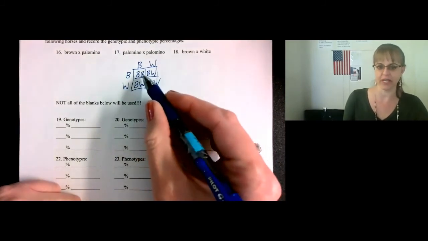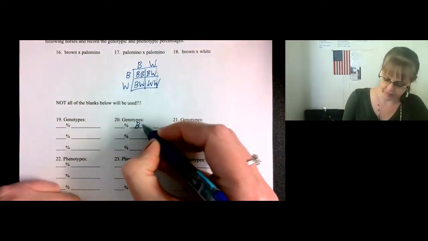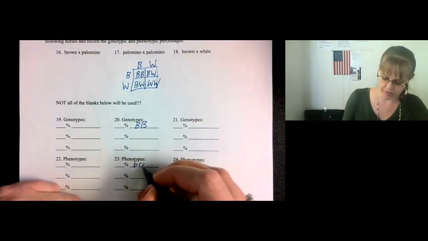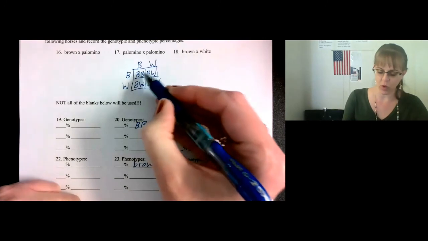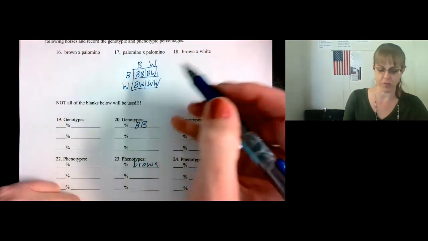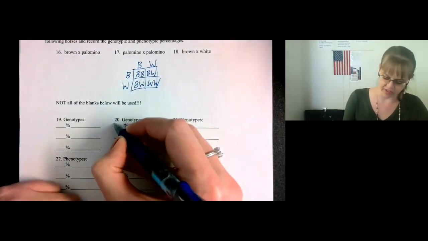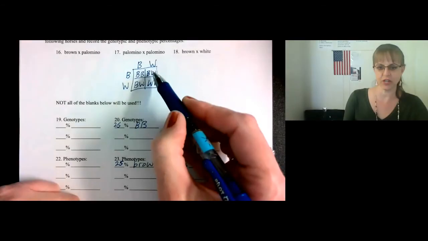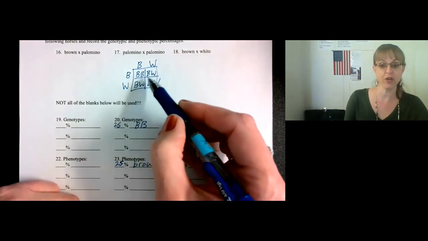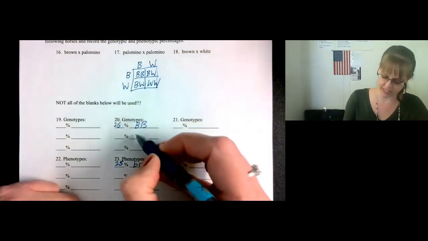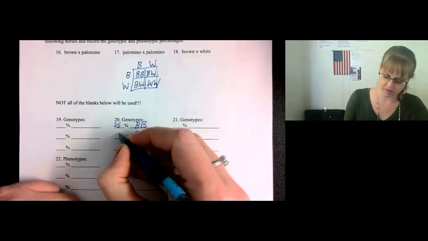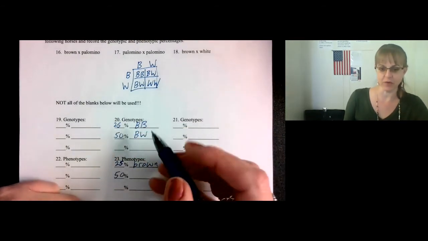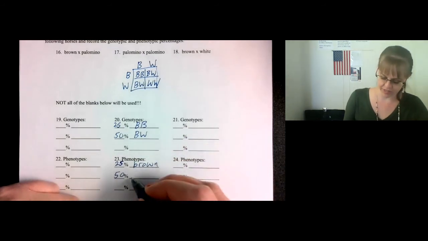The first genotype we get is BB. This is brown, and 1 out of 4 are brown, so that's 25%. The next genotype is BW. We have 2 out of 4, that's 50%. BW means Palomino colored.